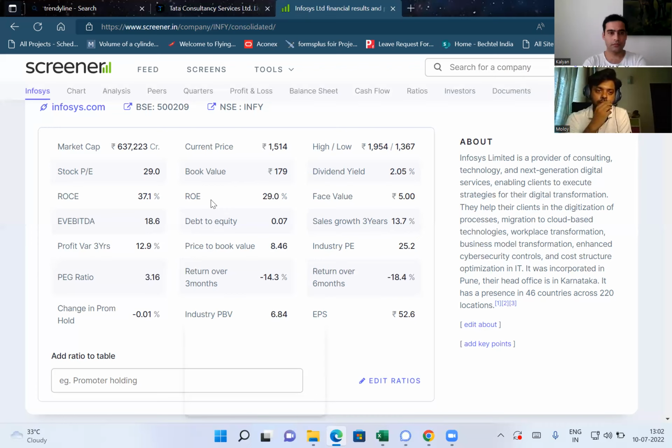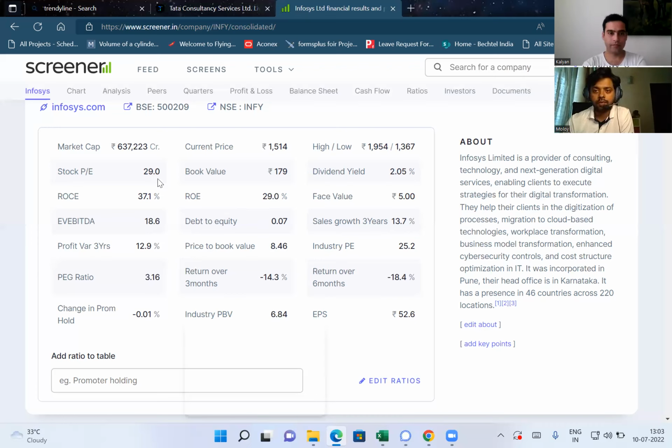The stock P by E is nothing but the price to earning ratio, and it gives a tentative valuation of the company, because you also have the industry P by E. If the share's P by E is way above the industry P by E, that means it is available at an expensive rate.